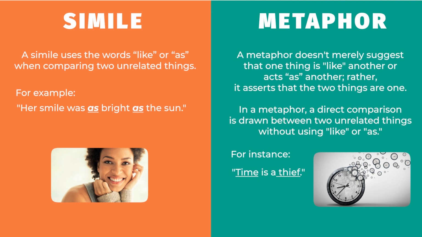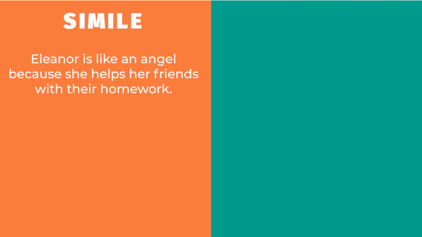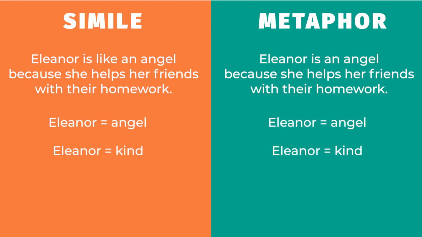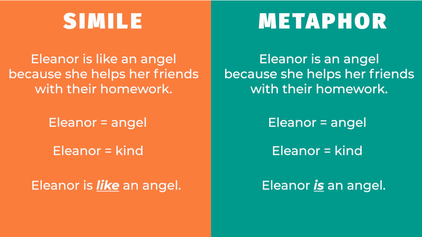Here are more examples. Simile. Eleanor is like an angel because she helps her friends with their homework. Metaphor. Eleanor is an angel because she helps her friends with their homework. The two sentences are comparing Eleanor to an angel, which means that Eleanor is kind. A simile states that Eleanor is like an angel, while a metaphor states that Eleanor is an angel.